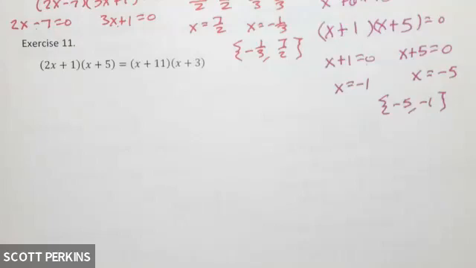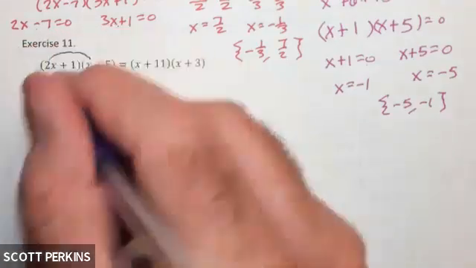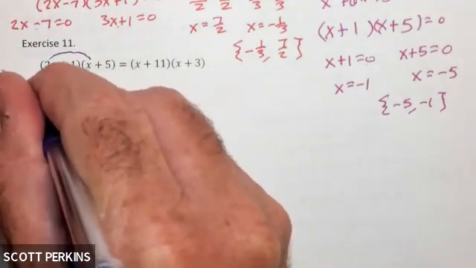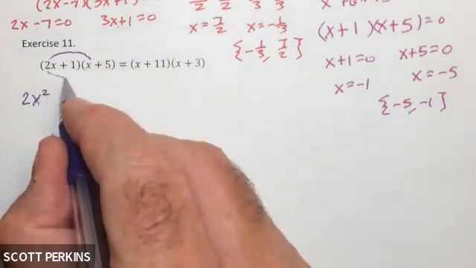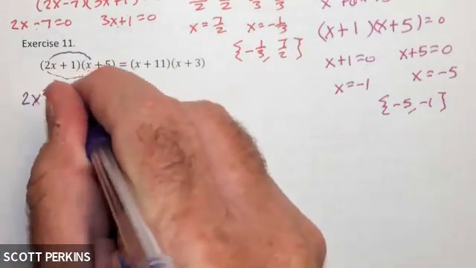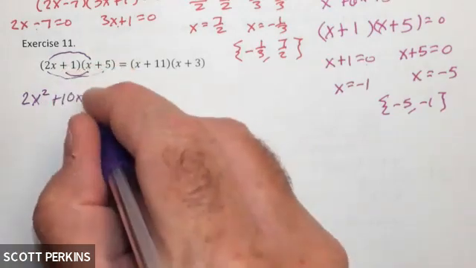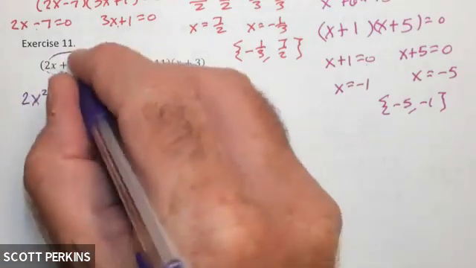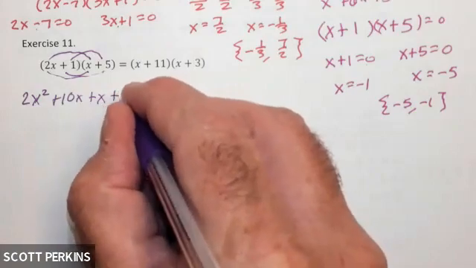I'm going to FOIL on the left. First, 2x times x is 2x squared. The outers, 2x times 5 is 10x. The inners, 1 times x is 1x. And then the last, 1 times 5 is 5.